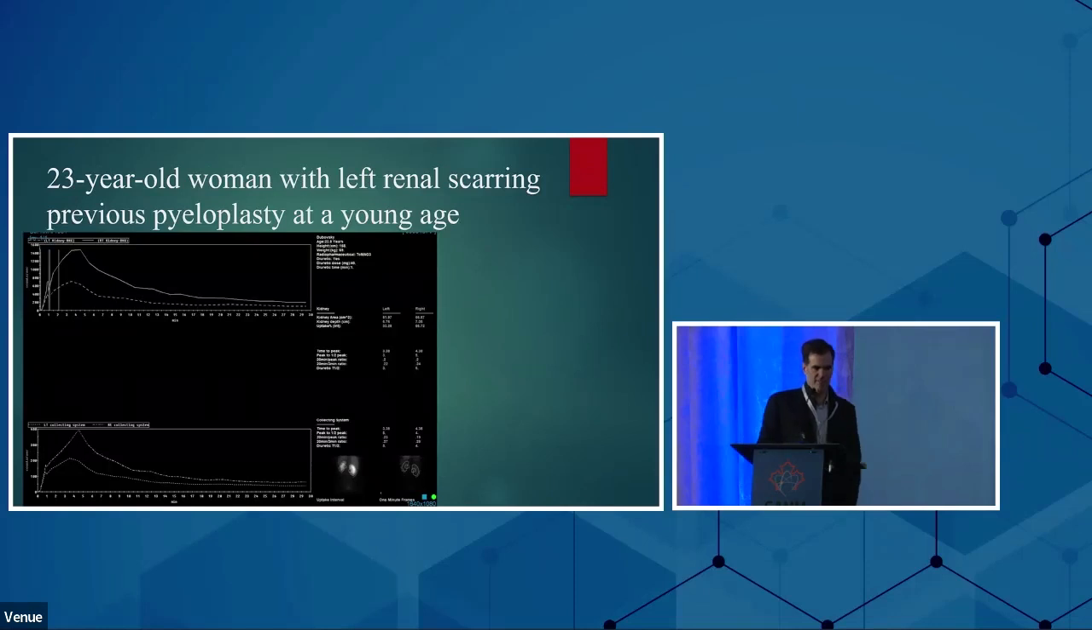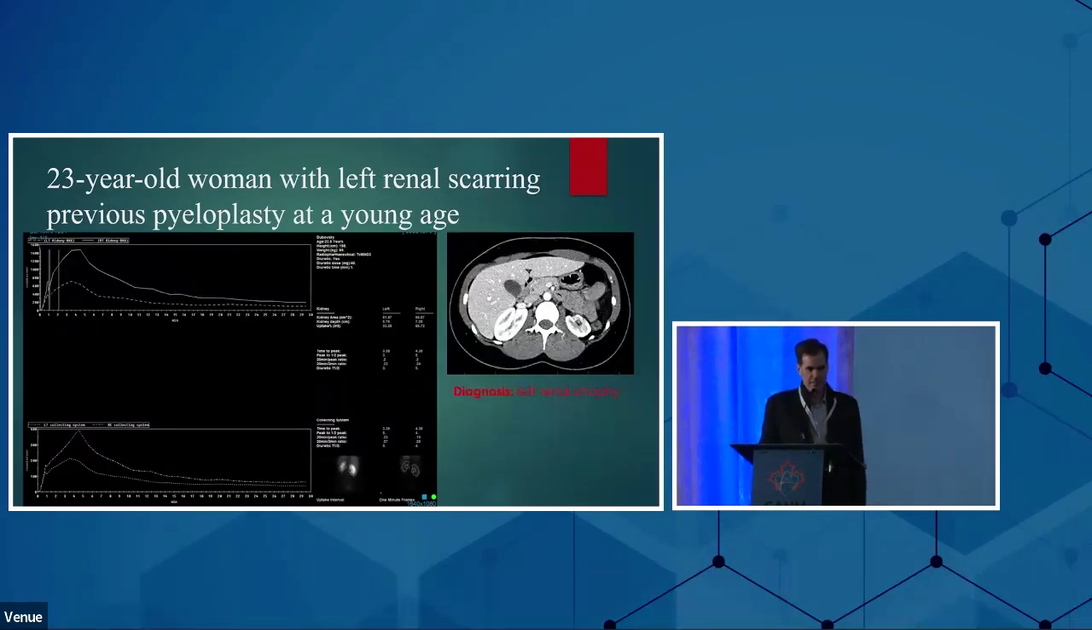So let me exemplify with this first case here. It's a 23-year-old woman with left renal scarring and previous pyeloplasty at a young age. And we see that the differential renal function is 67% on the left kidney, and 33% on the right kidney. And then we see that the left kidney is atrophied on the CT.